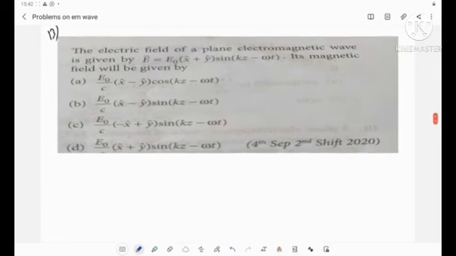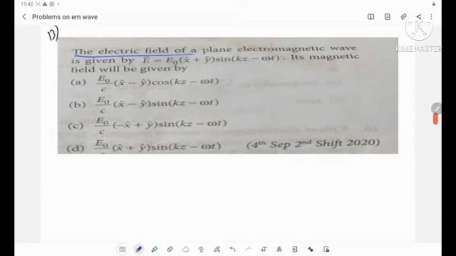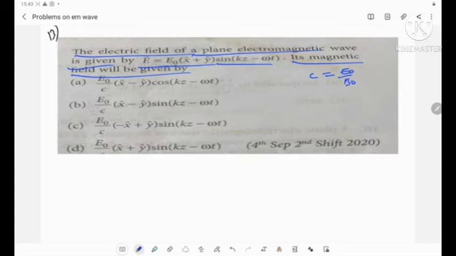Next, 13. The electric field of a plane electromagnetic wave is given by E bar is equal to E naught (x cap plus y cap) sin(kz minus omega t). Its magnetic field will be given by. Here we have to find out the magnetic field. Before finding the magnetic field, what is the amplitude of the magnetic field? C is equal to E naught by B naught. Therefore, B naught is equal to E naught by C. This is the amplitude of the magnetic field.